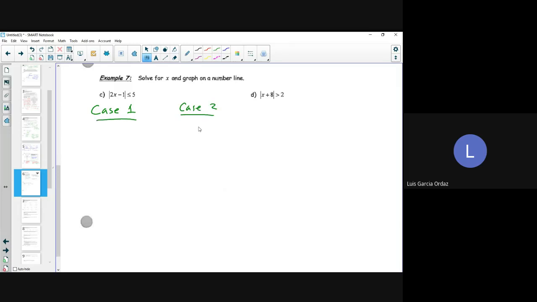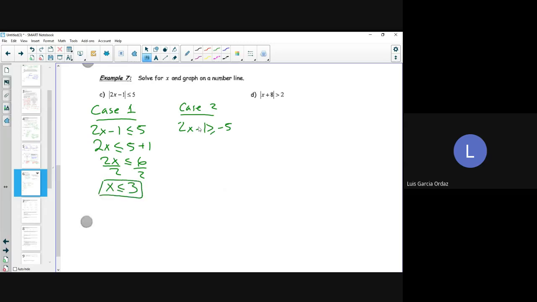So for case 1, we're going to have 2x minus 1 is less than or equal to 5. And for case 2, we're going to have 2x minus 1 is greater than or equal to negative 5. Okay? So for the first case, we're just going to move the negative 1 over. So we got 2x less than or equal to 5 plus 1. So we got 2x less than or equal to 6. Divide both sides by 2. x is less than or equal to 3.